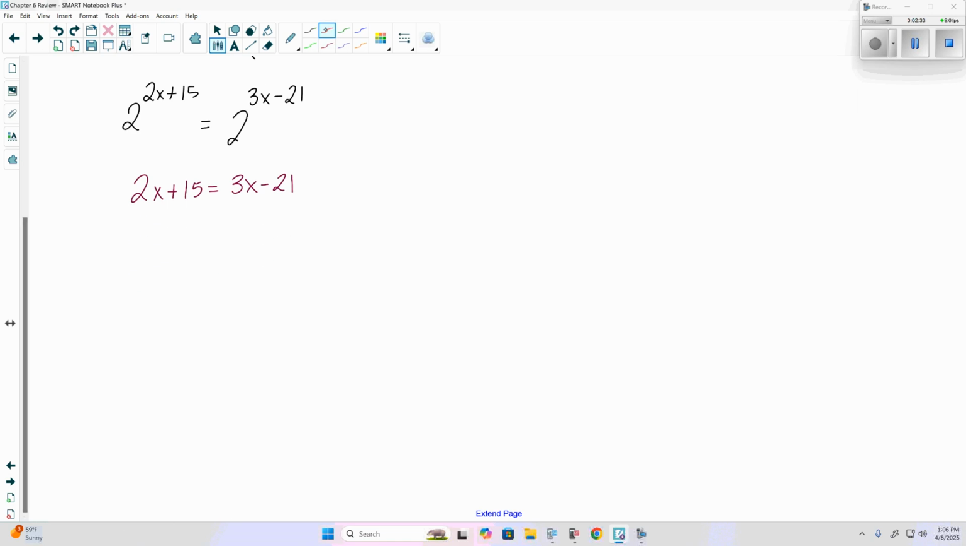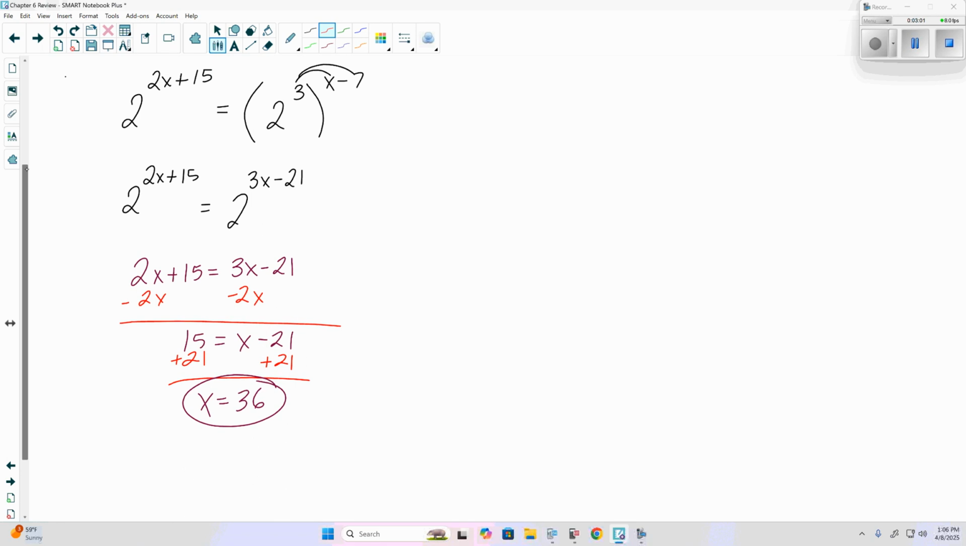All right. So now we're just solving this equation. Does either x have a power greater than 1? Get x by itself. So we could subtract 2x, telling us 15 is equal to x minus 21. Add 21 to both sides, telling us x is equal to 36. That's it.